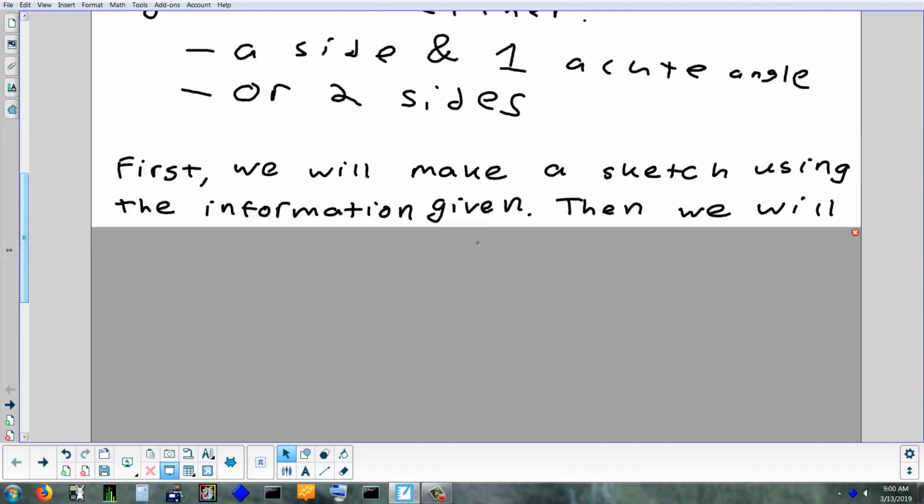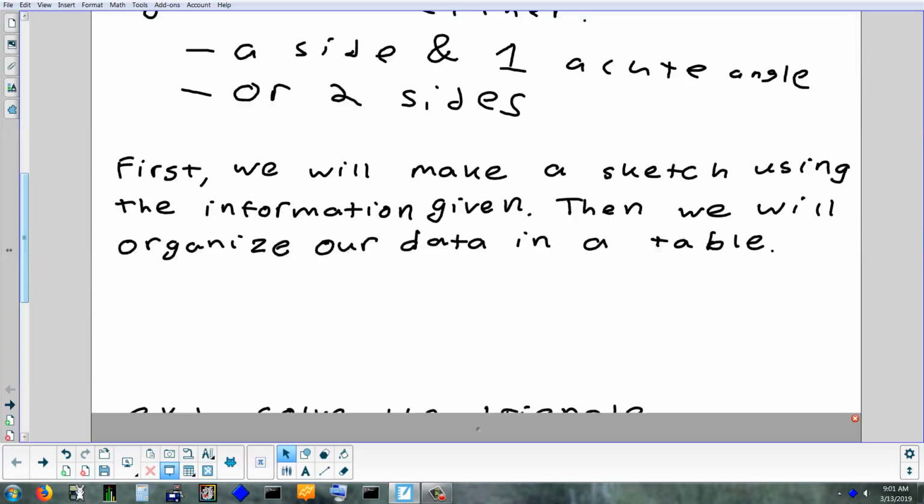So we'll make a sketch with the information that's given. Keep in mind the sketch is not to scale. What's important in the sketch is that you put the right letter across from the right angle. And we talked about that yesterday. A across from alpha, B across from beta, C is the hypotenuse. That's how you always want to set it up.